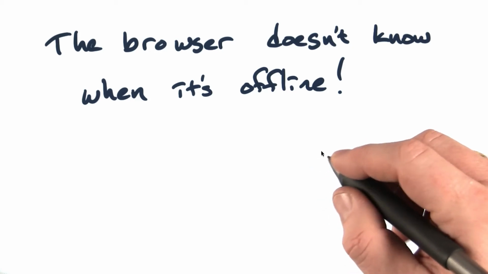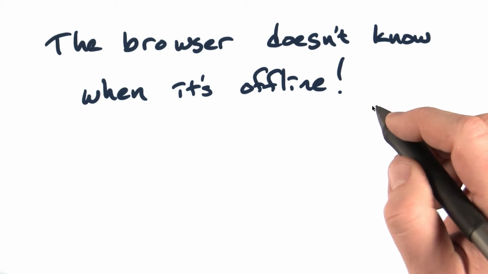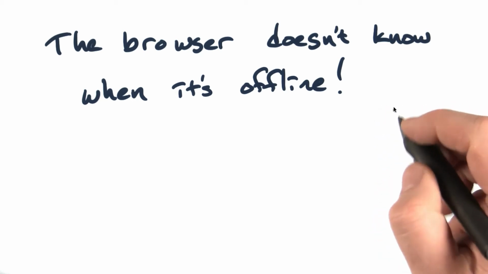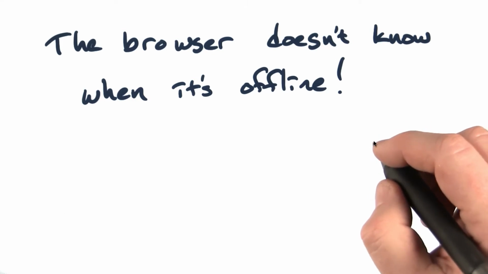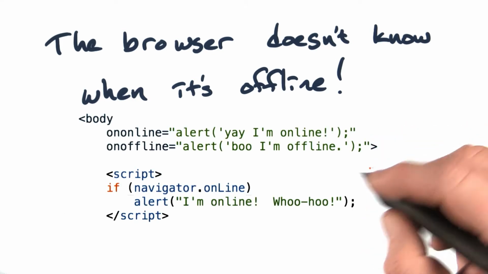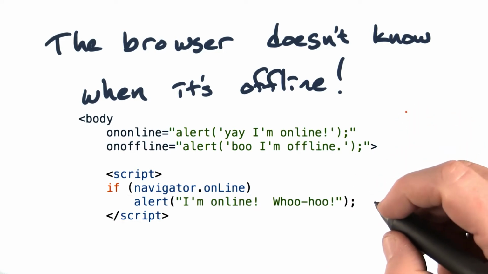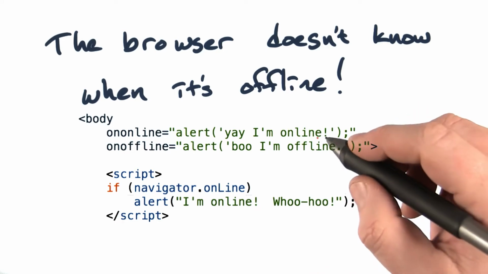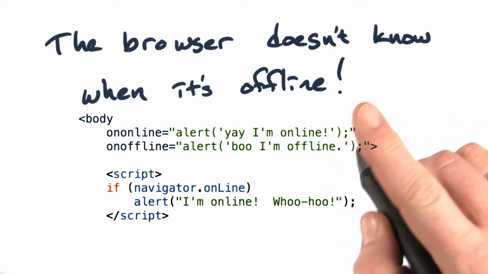In fact, this is a really important point. The browser can't really tell that it's definitively online. It can't tell that it's definitively offline either, unless it really has no connection to another device at all. In fact, there's an attribute, navigator.online, that supposedly tells you whether you're online or not. There's also a pair of events that fire on the body of the document when you go online or offline.